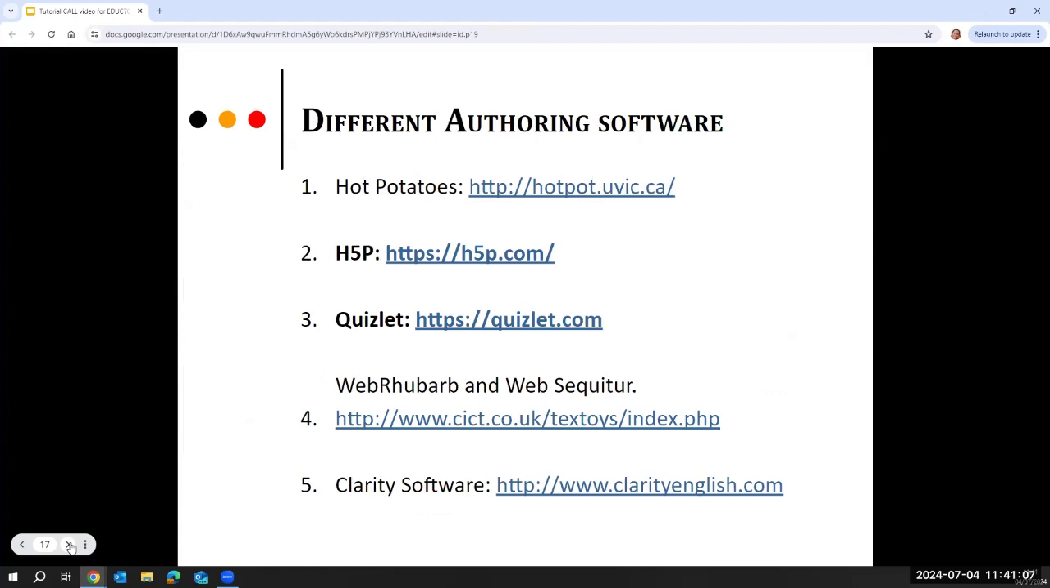There are different authoring software that you can explore in your own time. So do take the opportunity to explore this kind of technology. H5P is one that enables you to design activities for your students, for yourself. Potatoes is a bit older technology, but still useful if you want to get back to basics. Quizlet is more modern, a little bit easier than H5P.